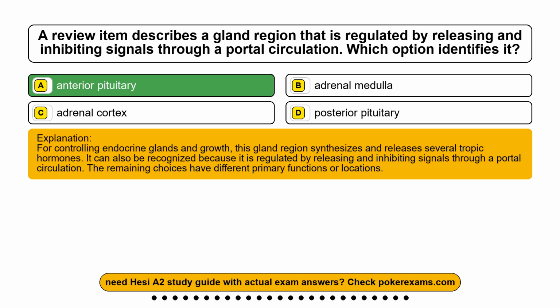It can also be recognized because it is regulated by releasing and inhibiting signals through a portal circulation. The remaining choices have different primary functions or locations.